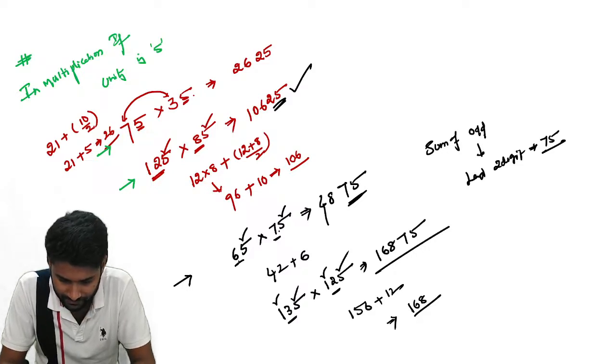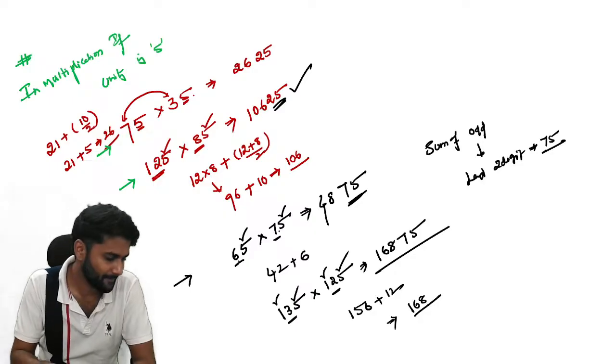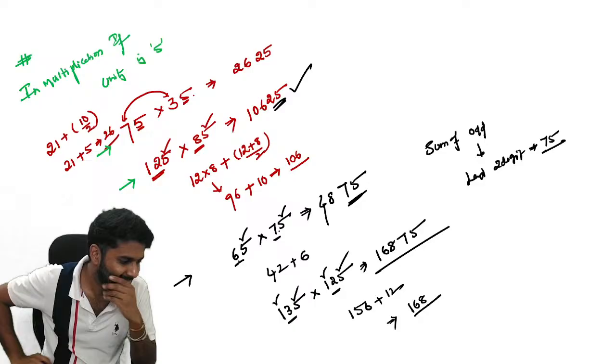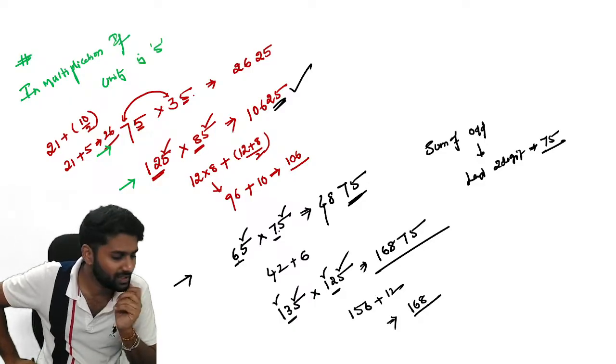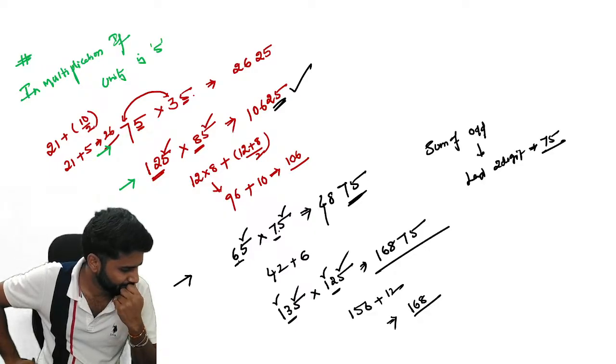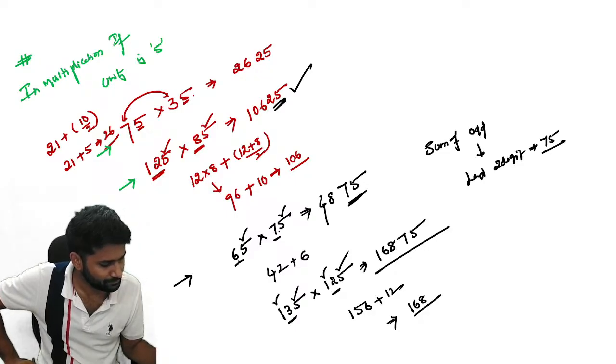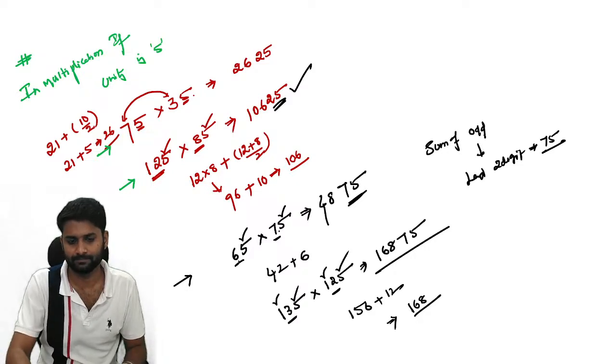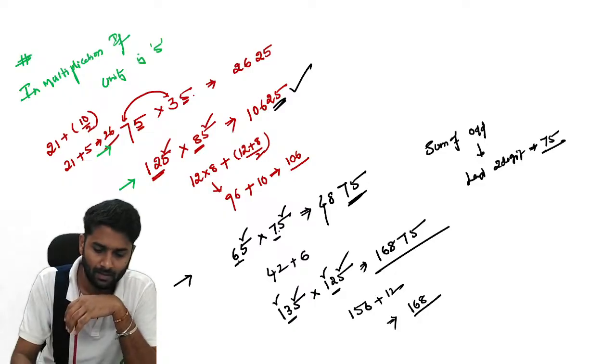So is it clear? Is this calculation clear? So this is all about when the units place is 5. Move on to the next one.